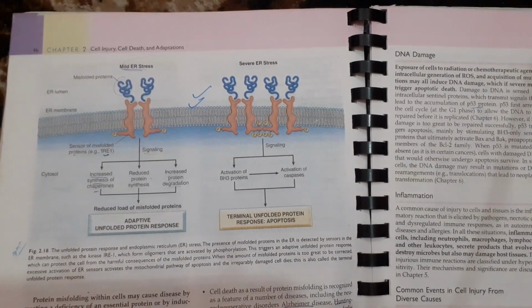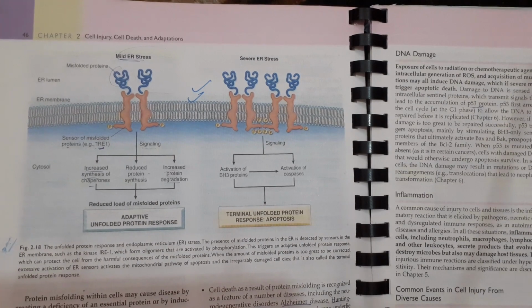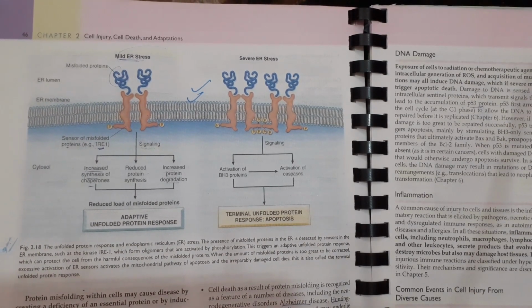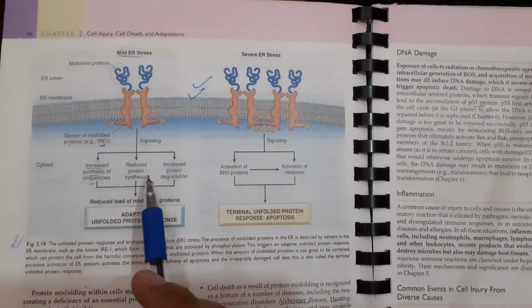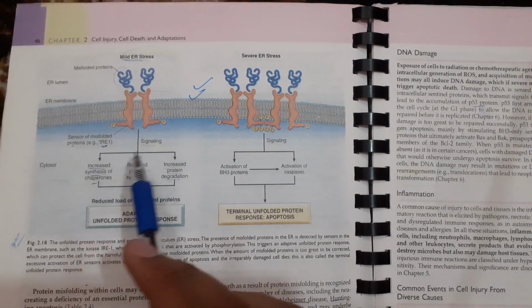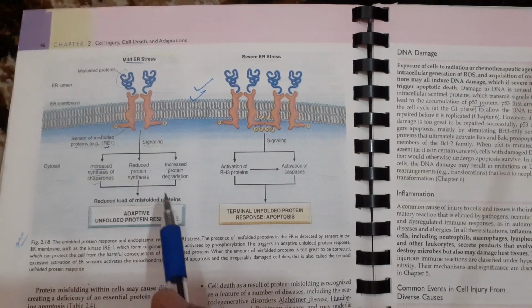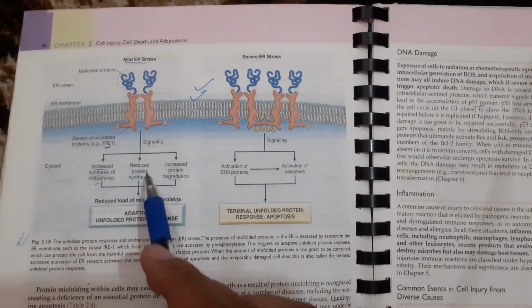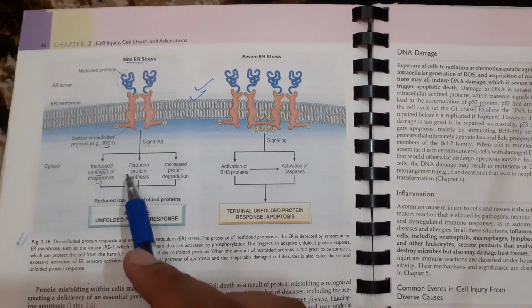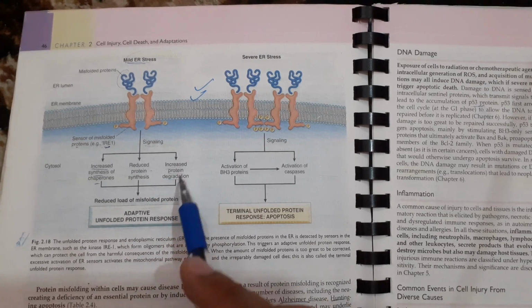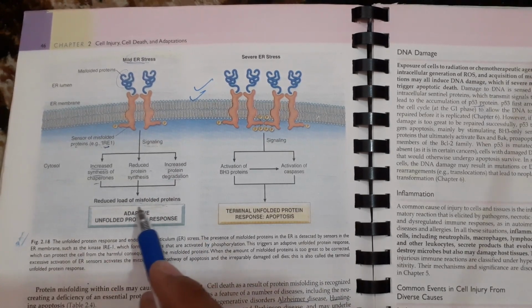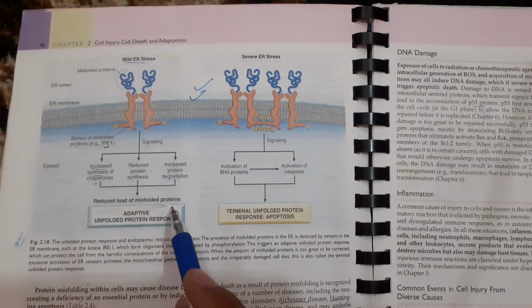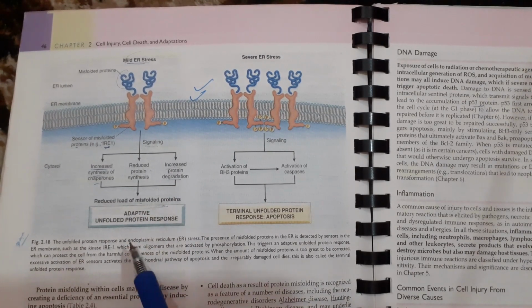What is the adaptive unfolded protein response? It means unfolded protein inside the endoplasmic reticulum binds to the signaling receptor, and there is signaling. When there is signaling, chaperone production increases and protein synthesis decreases, and ultimately they reduce the amount of misfolded protein, and misfolded protein degradation increases, and ultimately there is a reduction in the load of misfolded protein inside the endoplasmic reticulum. This is the adaptive unfolded protein response.